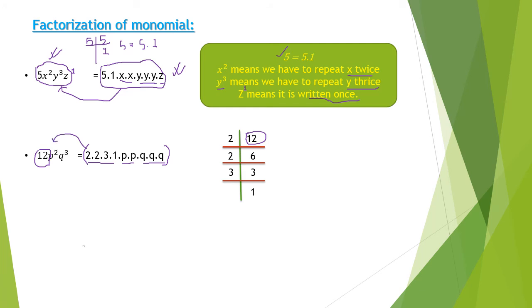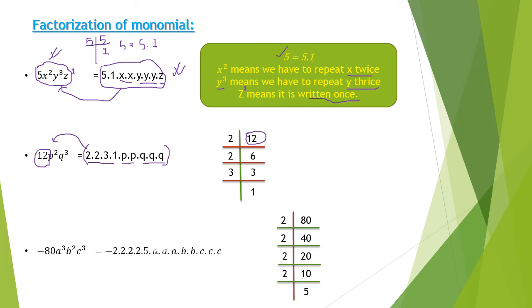Again, let's do another example also. Minus 80 a to the power 3 b square and c to the power 3. Now let's factorize 80 by the prime factorization method. Now 80 goes by 2, 40 times, isn't it? 40 goes by 2, 20 times, and 20 goes by 2, 10 times. 10 goes by 2, 5 times, and 5 is a prime number, it goes by only itself. So all these are the factors of 80.